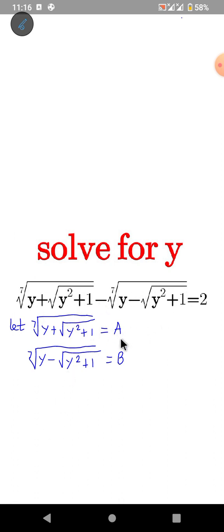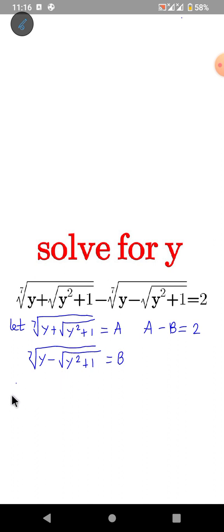Now upon substitution, I will know that a minus b will be equal to 2. So this is our first equation. Since this is a, this is b, we have a minus b is equal to 2. Now my next step will be to find ab. That means I have to multiply these two together.